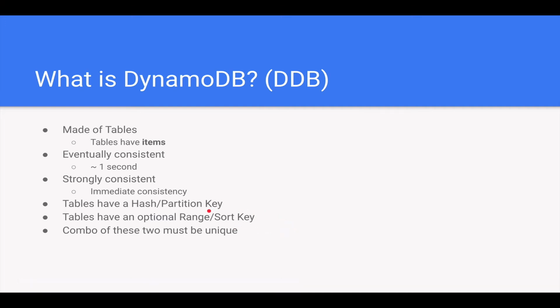And the combination of these two have to be unique. If you're using a range key, you do not have to have a unique hash key. You can have a user of 1 and then a range key of 1. But you then can have a hash key of 1, and then you have to have another range key of 2. So it gets a little interesting.